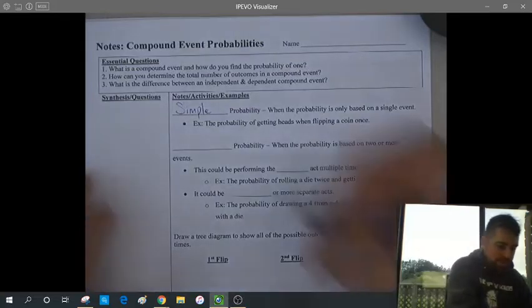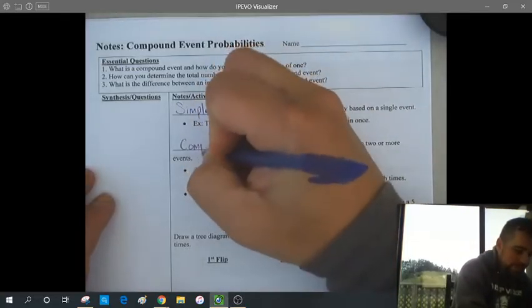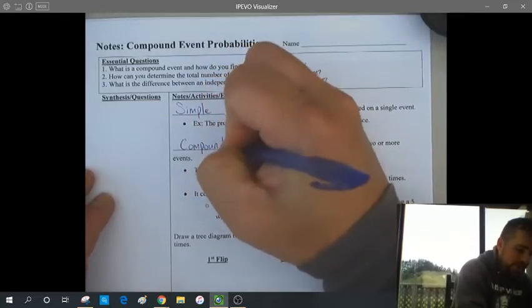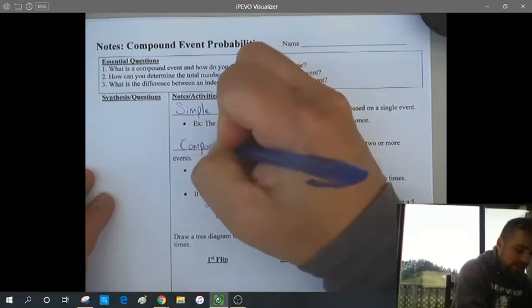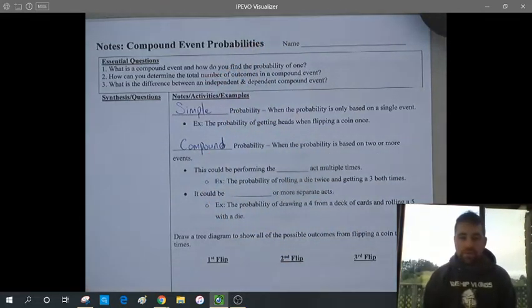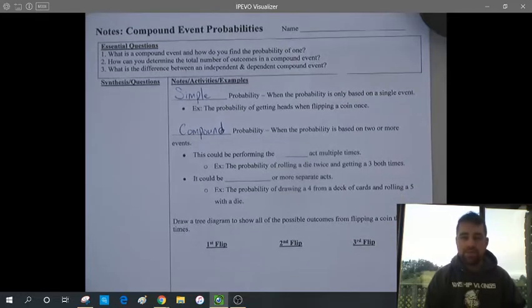The other type, as stated in the title of the notes, is compound probability. So with compound probability, the probability is based on two or more events. So if we have multiple events taking place that are going to affect the outcomes, then it's called compound probability.